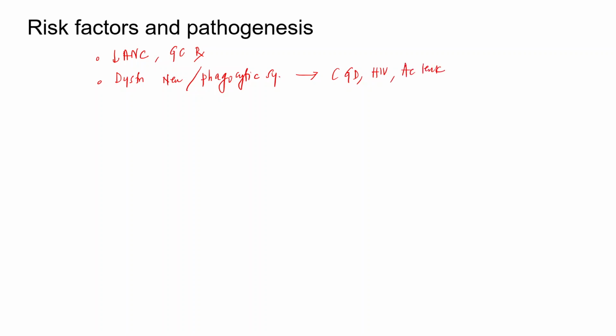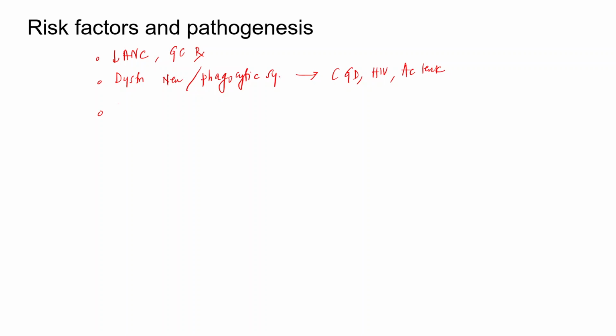So, the patients with profound neutropenia, so absolute neutrophil count is reduced, or patients on steroid therapy. Patients with dysfunctional neutrophils or dysfunctional phagocytic system, for example, patients with chronic granulomatous disease, advanced HIV cases, or acute leukemia cases.